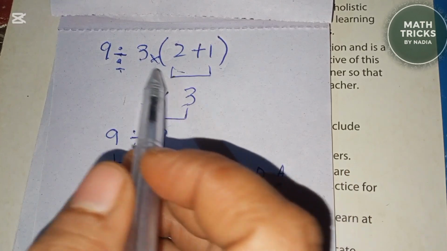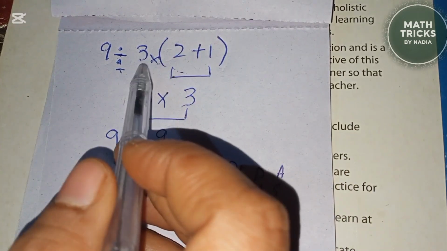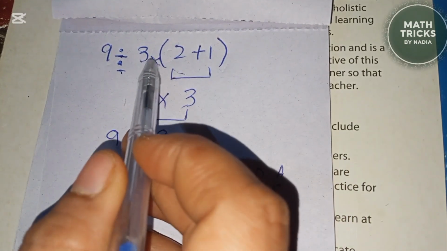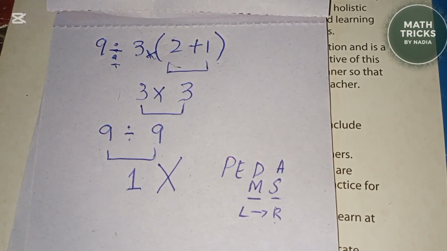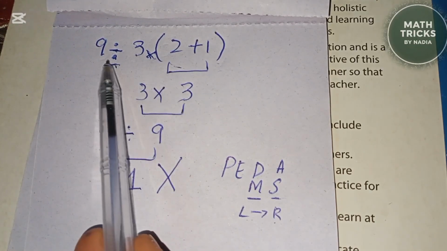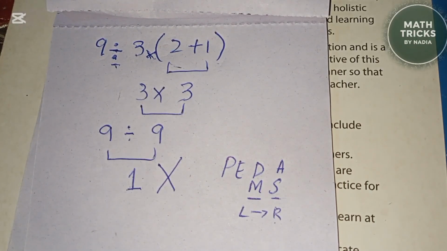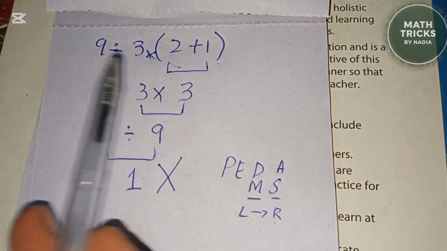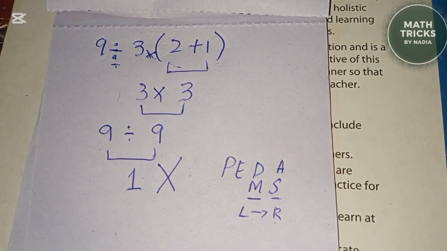In mathematics, a number placed next to a parenthesis means the number is multiplied by that parenthesis. So according to PEMDAS, firstly we have to solve this parenthesis, then this division, and then multiplication. If we do this multiplication before this division, this is wrong.